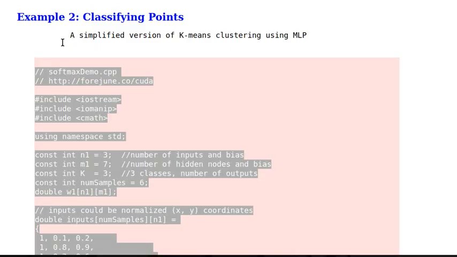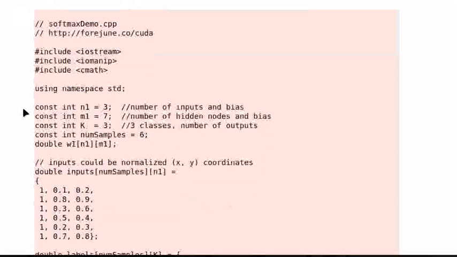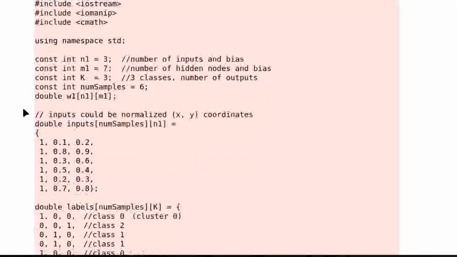Lastly, let's discuss another simple example, classifying points. This is basically a simplified version of k-means clustering using MLP that we discussed in the previous video. Now let's first copy this program. So in this program, we define n1 to be 3. So that means we have two inputs, basically the xy coordinates of a point.